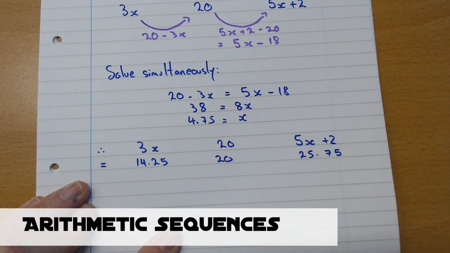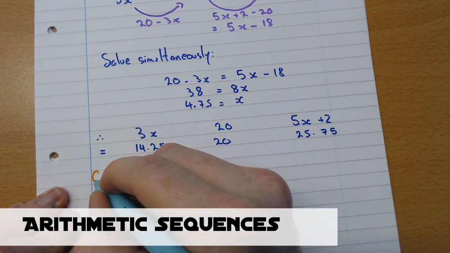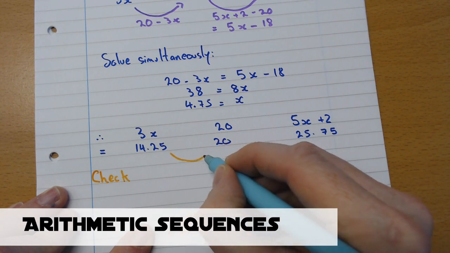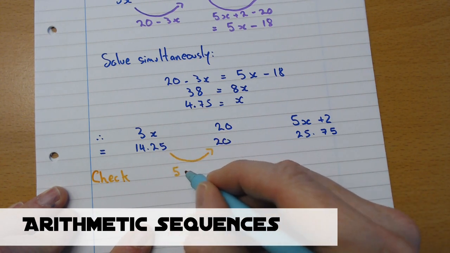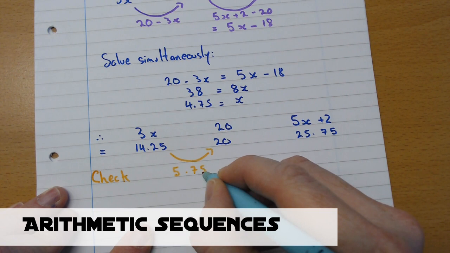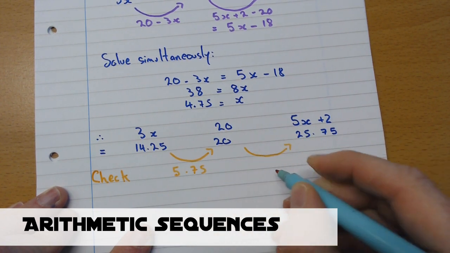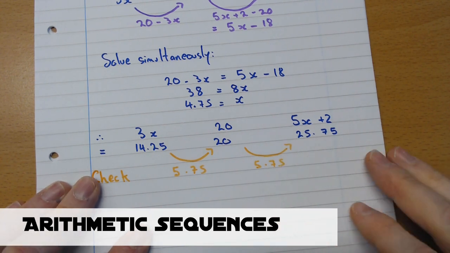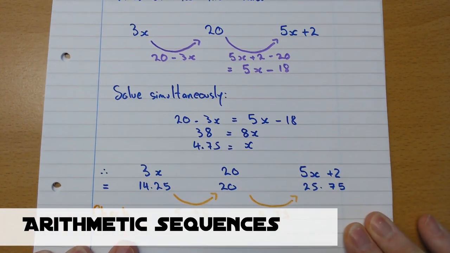To check that I'm correct, I'm going to work out the common difference. It should be the same because it is an arithmetic sequence. So the difference between 14.25 to 20 is 5.75. And the difference between 20 to 25.75 is also 5.75. As the common difference is the same in both cases, this must be the correct answer. And it's finished.